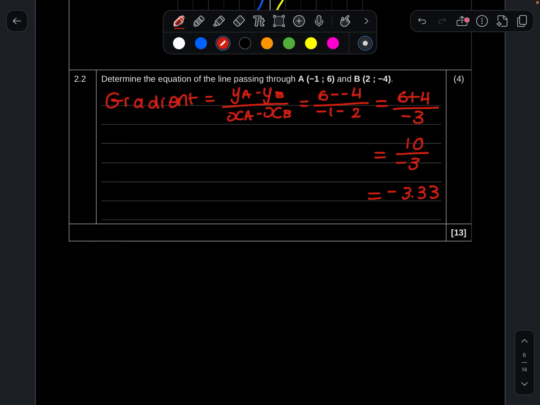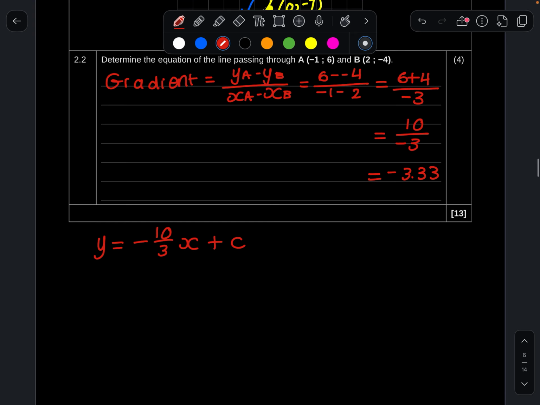And then once we have a gradient, we can write it like this. So y is equal to, we could also just leave it in fraction form, minus 10 over 3 x plus c. And we're going to sub in one of the points. It doesn't matter which points. Let's sub in point a. So that is going to be, the y value is 6, equals minus 10 over 3 times minus 1 plus c.